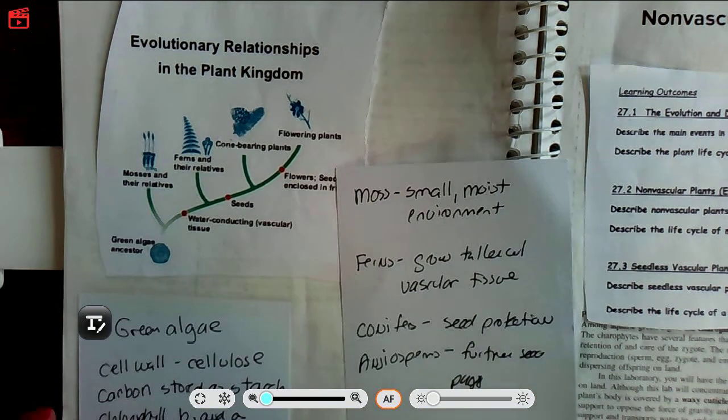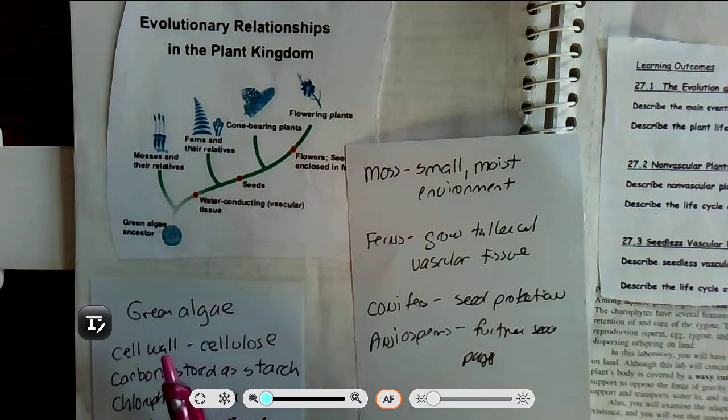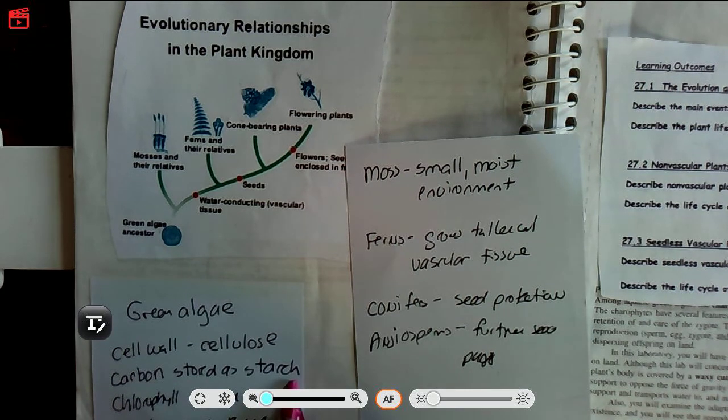Okay, so how do scientists know that green algae was the common ancestor? Well, just like plants, green algae have a cell wall made of cellulose. Just like plants, green algae store carbon as starch. And just like plants, green algae have chlorophyll B and A and similar DNA and RNA to land plants.